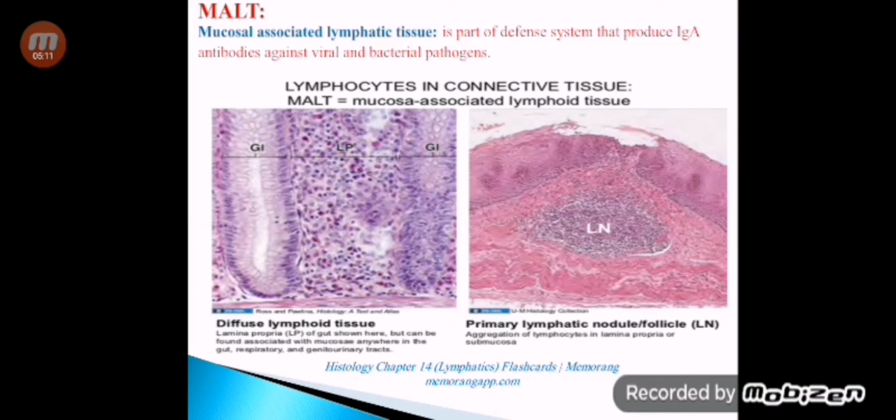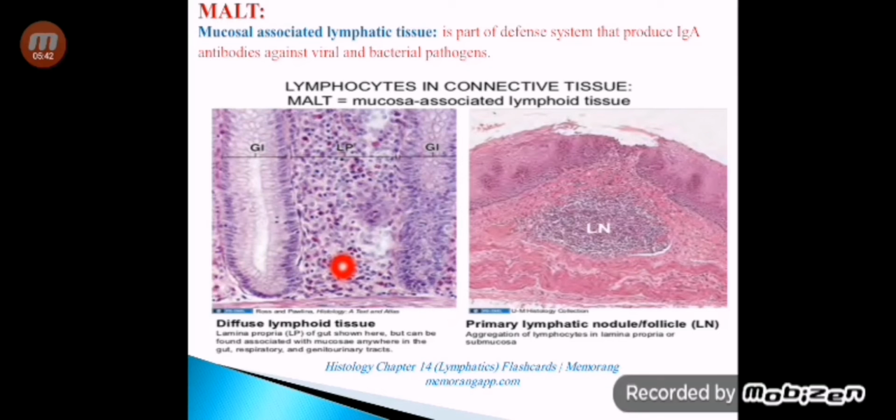Another important structure seen in the mucosa of the digestive tract is named MALT. MALT means mucosa-associated lymphatic tissue, which is part of the defense system that produces immunoglobulin A antibody against viral and bacterial pathogens. And this structure is seen in systems that have direct contact with the external environment, such as the digestive tract, respiratory tract, and genitourinary system.